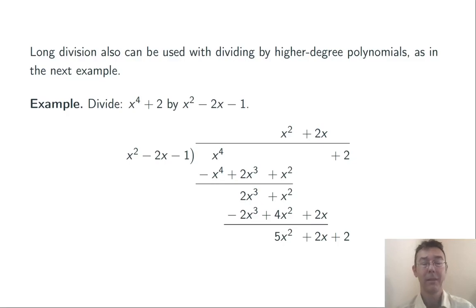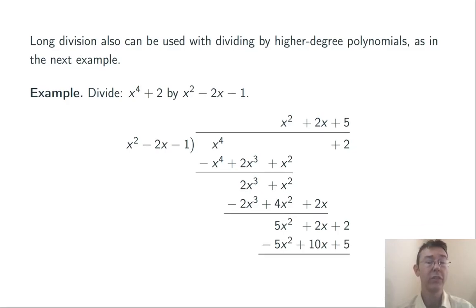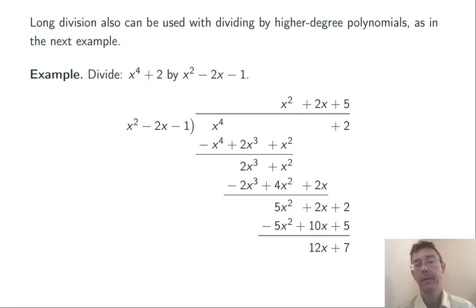One more time. Now I need to multiply x squared by 5 in order to get 5x squared. Multiply, change the sign, and add. This time I'm left with 12x plus 7, not 0. Notice that what I have here is lower degree than the thing I was originally dividing by. I was dividing by a quadratic. Here I have a first degree or linear term. I can't do any more long division here. This really is a remainder.